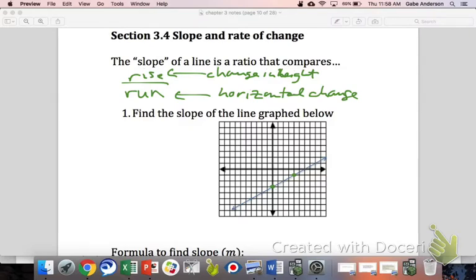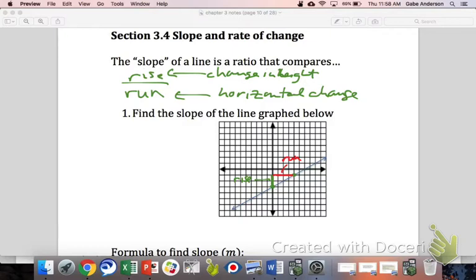So I'm going to draw in a little vertical mark right there, representing that vertical change. That's going to be my rise right there. And then in red is going to be my run right there. And then to figure out what the rise and the run would be, I'm going to just count some squares. So for the rise, if I count those squares, it looks like I've got 2.